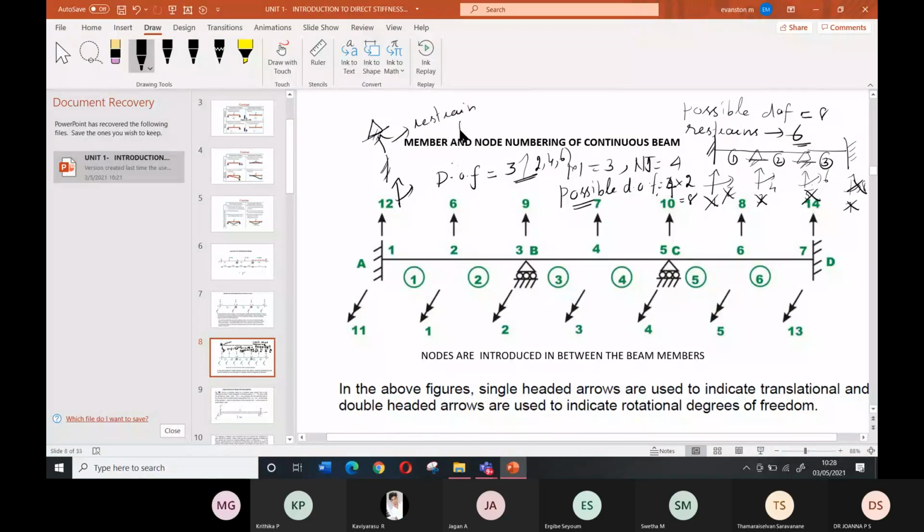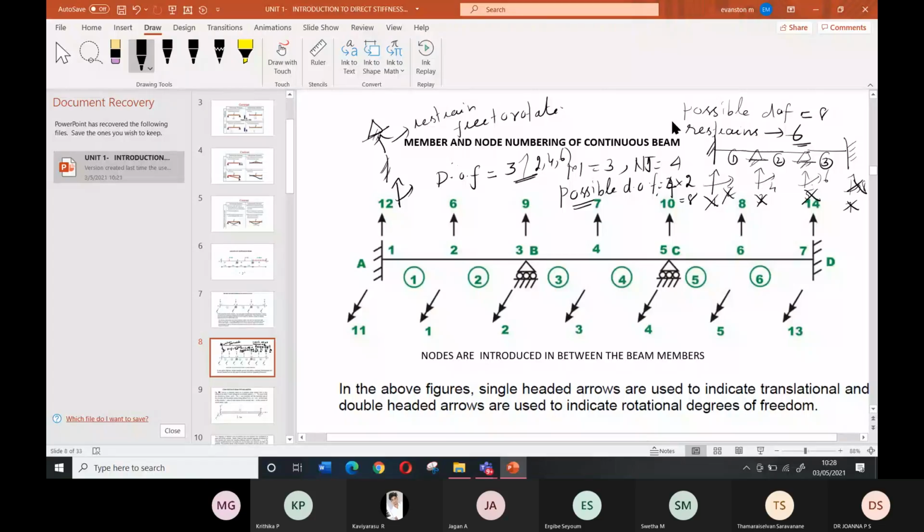So these are very important multiple choice questions, and in the first unit you have to be careful. You should know the meaning of possible degree of freedom and the restraints. If I give the number of members and number of joints, then what is the possible degree of freedom? Possible degree of freedom is number of joints into 2.